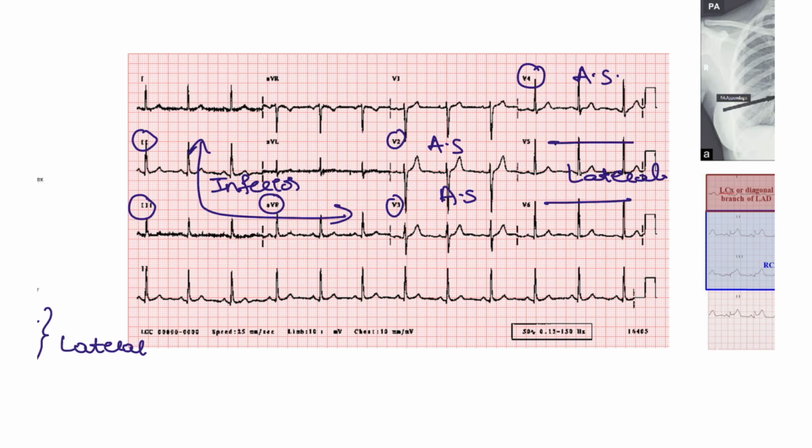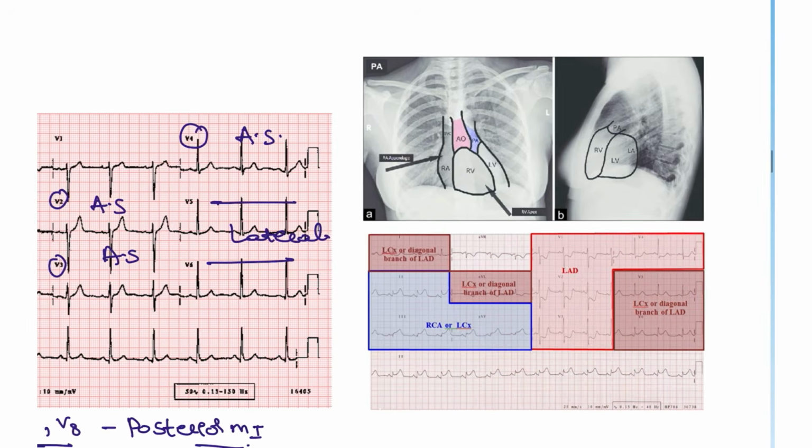And we also have V7 and V8 only. With V7 and V8, the patient will be having a posterior MI. This is for the posterior MI that has been seen. Mostly we are not going to place these leads, but V7 and V8 are associated with the posterior MI.